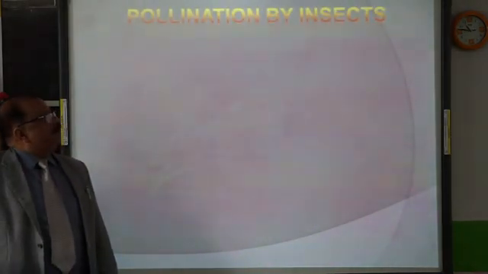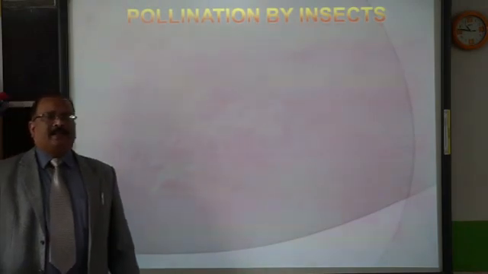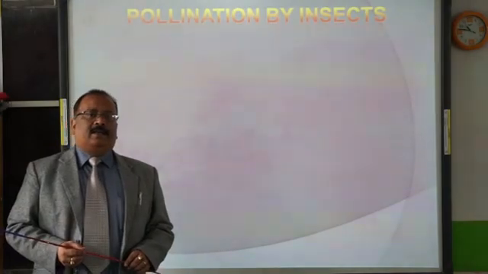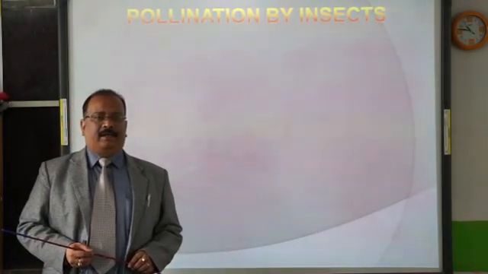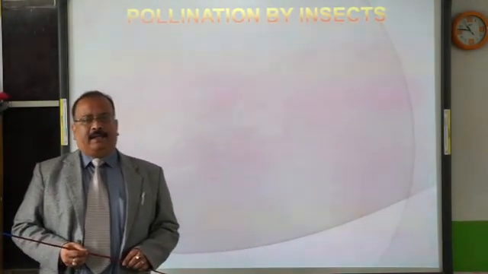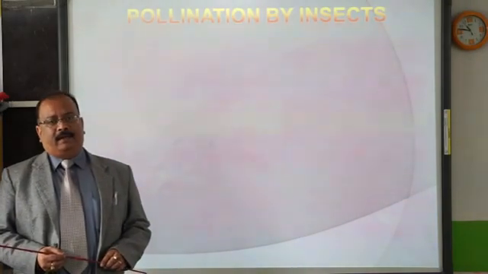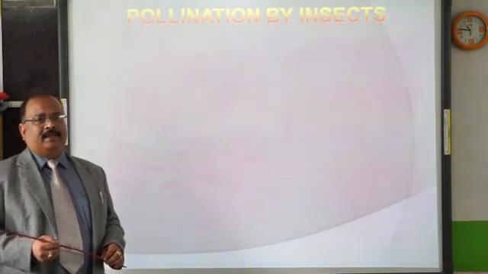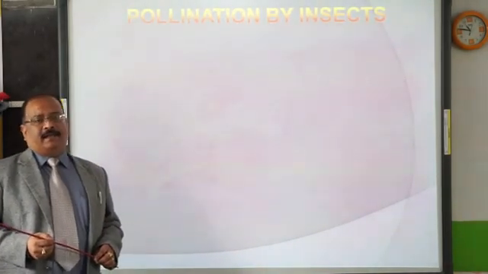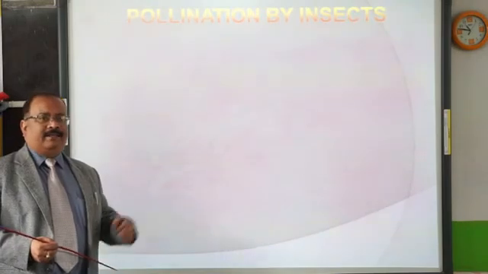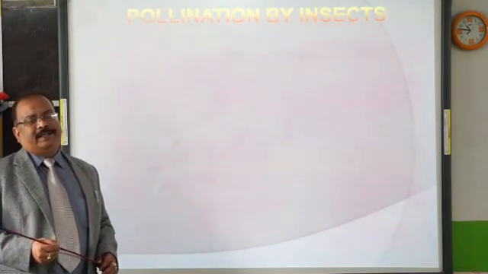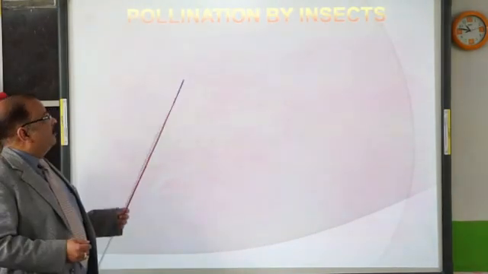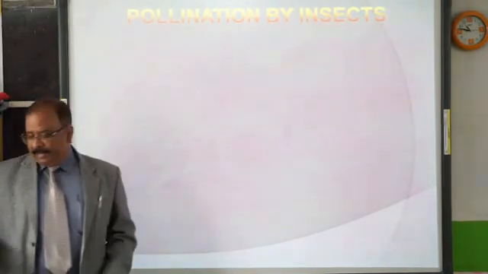The first one is pollination by insects. You must have seen the butterflies, the bees. They come and sit on the flower in order to take the nectar, the sweet fluid of the flower. And when they visit another flower, what happens? In the meantime, the pollen grains get stuck to their body parts, and when they visit another flower, they drop it on the stigma of another flower. And that's how this pollination takes place.